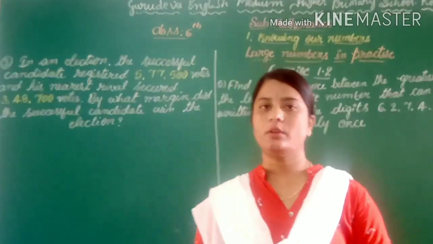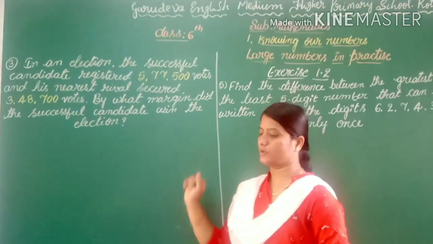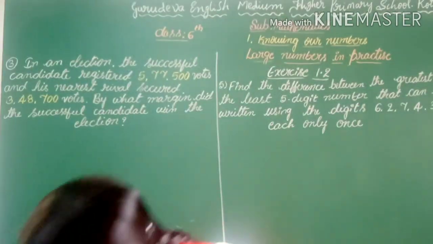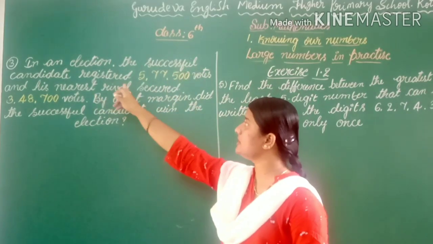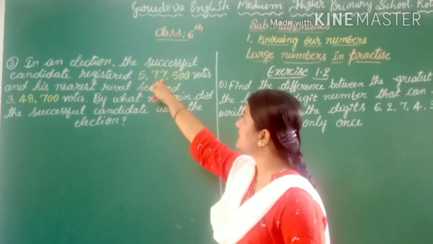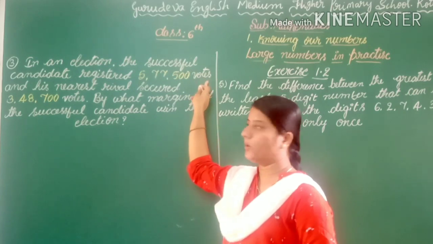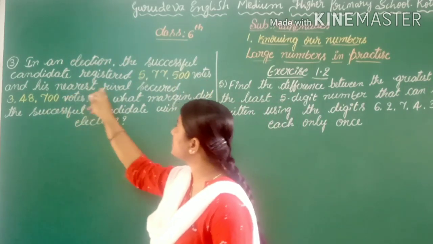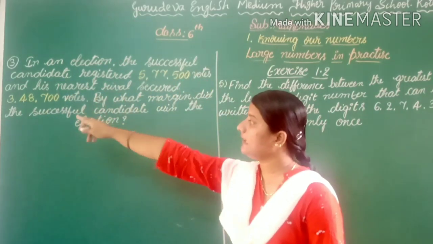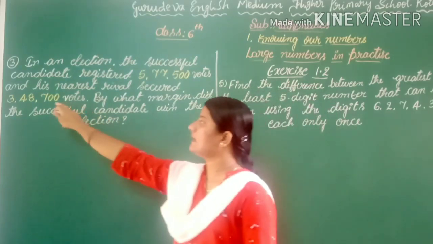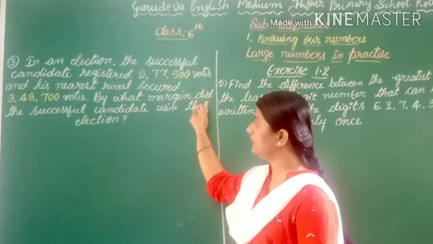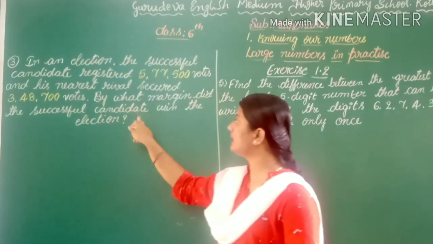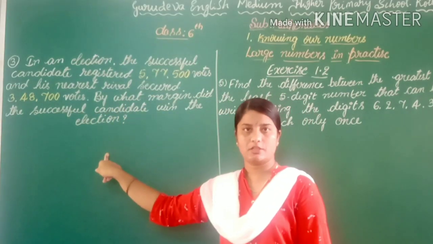Let's start with exercise 1.2, the third question. In an election, the successful candidate registered 5,77,500 votes and his nearest rival secured 3,48,700 votes. By what margin did the successful candidate win the election?